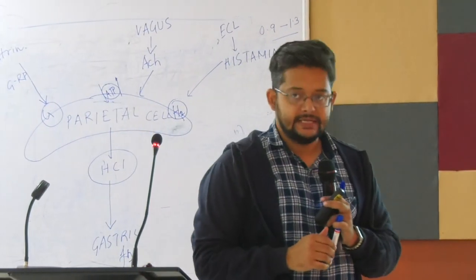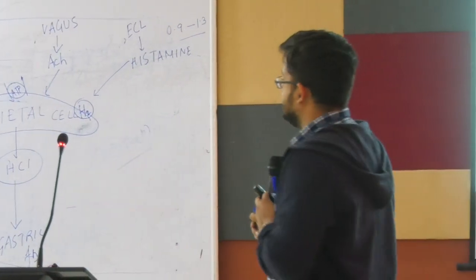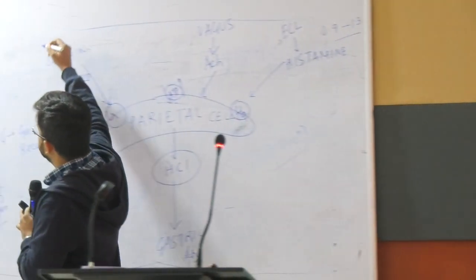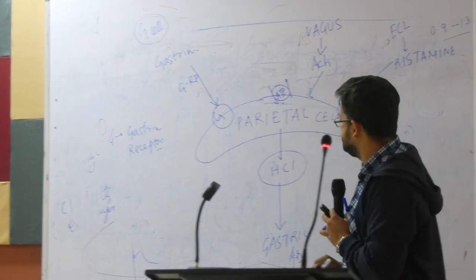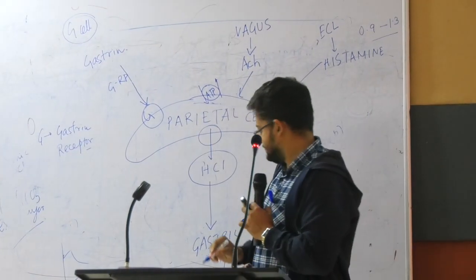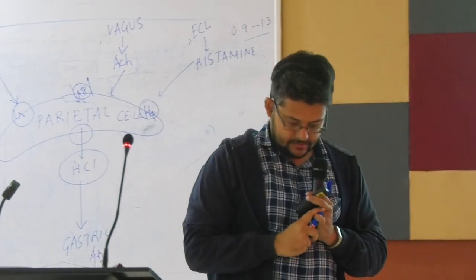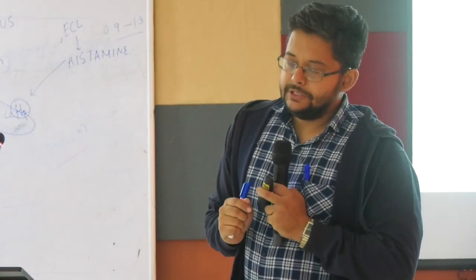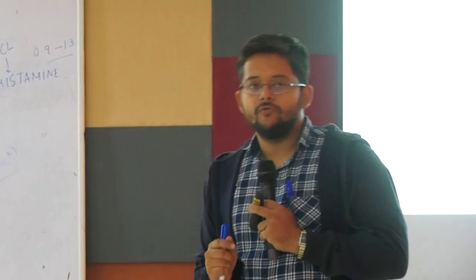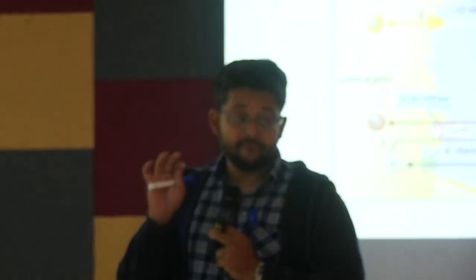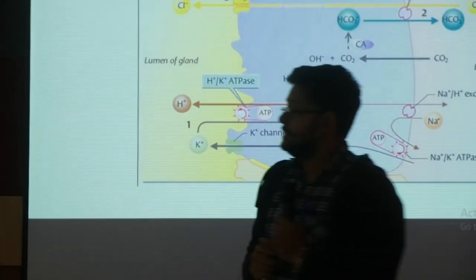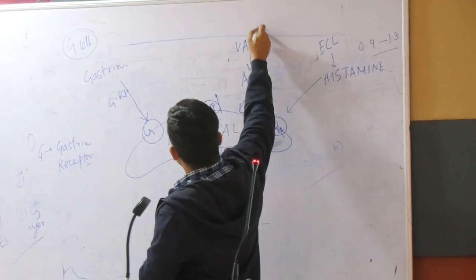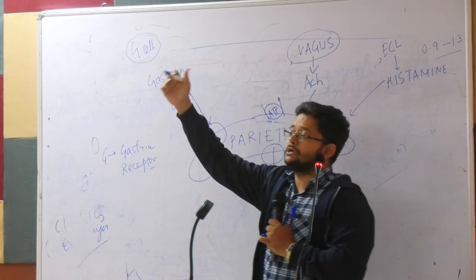Gastrin comes from G cell. Gastrin comes from, গ্যাস্ট্রিনের উপরে লেখা যেতে পারে, it is G cell. So basically my idea is to give you a complete overview of whatever is happening, all the features, all the pathways, those are running in the parietal cell, and how things are helping things out. So basically vagus, it is under the neural control.